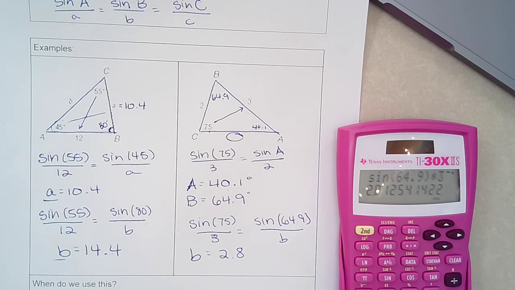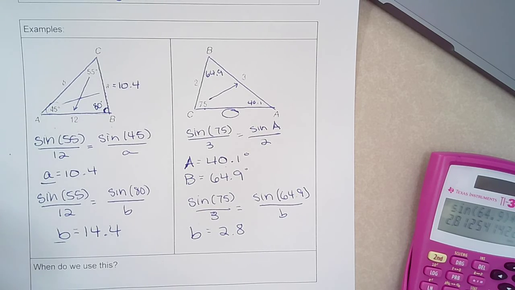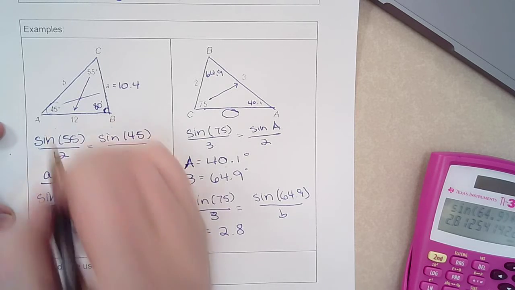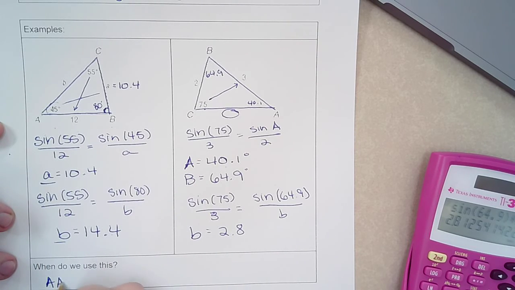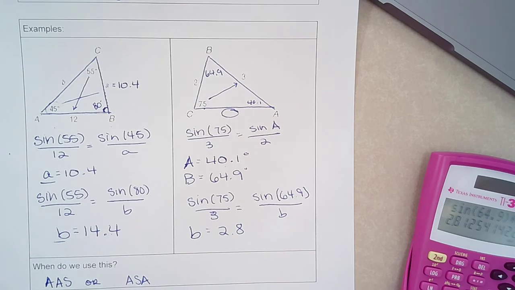When do we use this? Well, we have two cases: when we're trying to find the angles and when we're trying to find the sides. So this triangle started out originally as what? An angle, angle, side. Or I believe it is an angle, side, angle, which we have, because once we found that other angle, we were good to go.